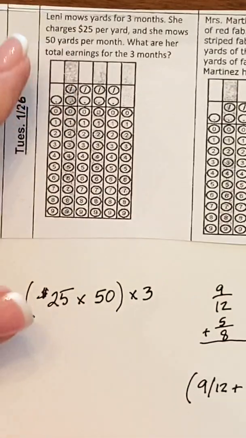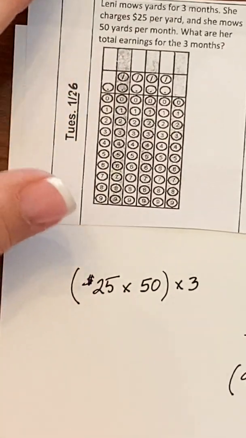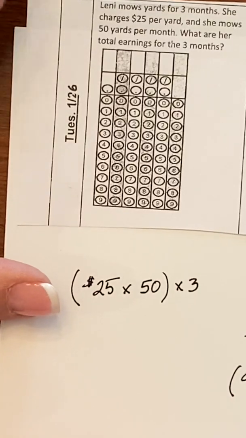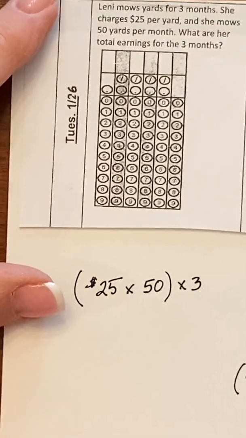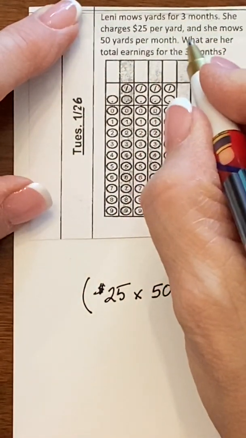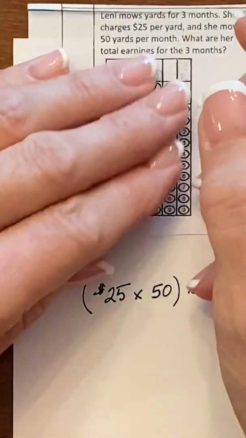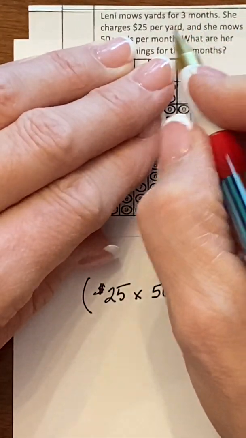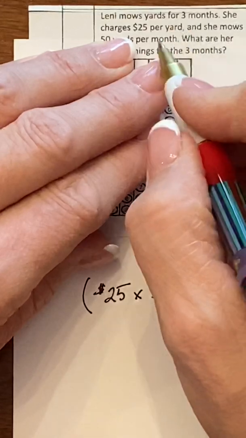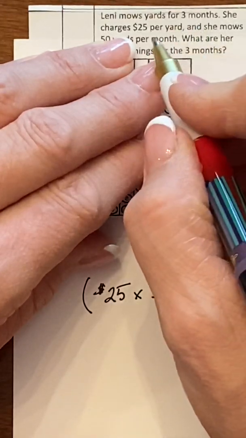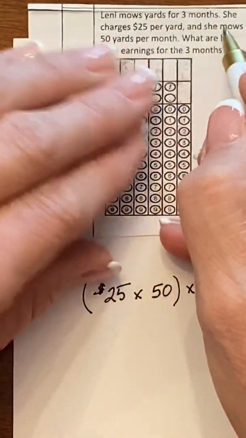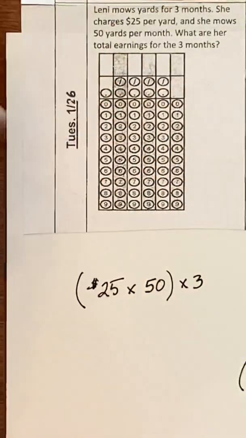Okay, let's look at this word problem right here. It says, Lenny mows yards for 3 months. She charges $25 per yard. So if all we said was that part, we don't really know how many yards she mows yet. So then she mows 50 yards per month.